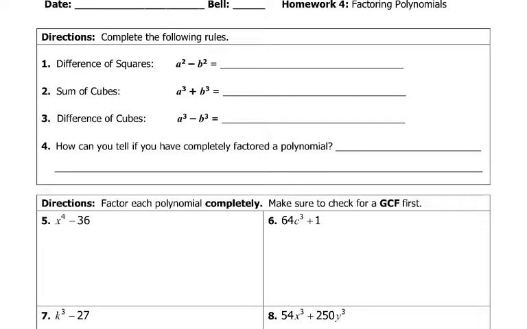Difference of squares. Complete the following rules. So these are coming right from our charts from our notes. All right, so difference of squares: A squared minus B squared. If we have two perfect squares that are being subtracted, we have to find A. So it will end up being A plus B times A minus B.